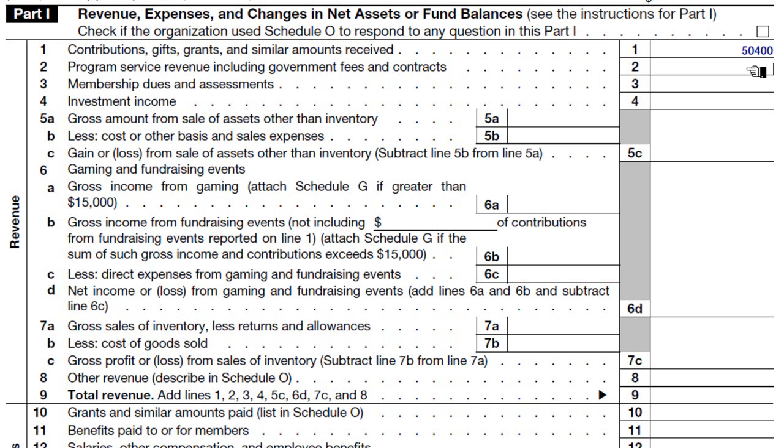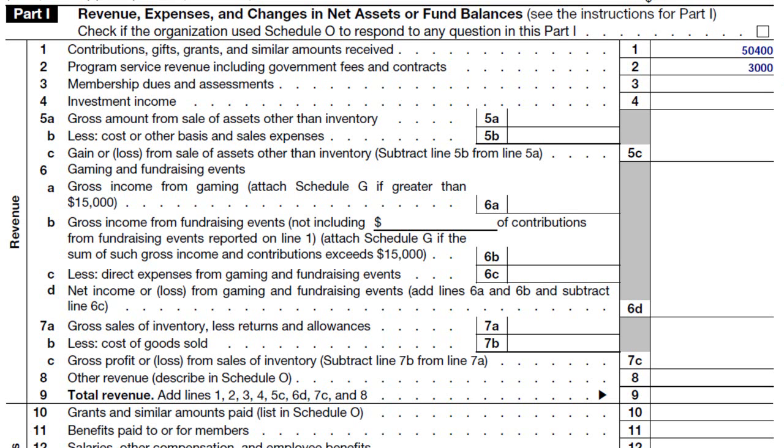So this would be a situation where you're providing a service in exchange for a fee. Perhaps it's healthcare services, perhaps it's educational services, and it could be that your state government is paying you on a fee-for-service basis to provide healthcare services to a homeless person or something like that. That would go in line 2, and we're just going to say this organization had $3,000 in program service revenue. Line 3, membership dues and assessments.